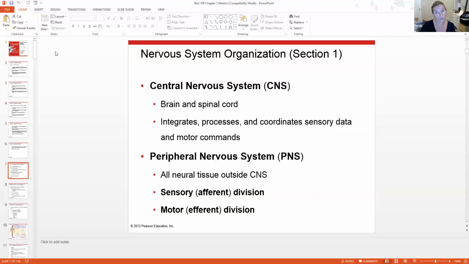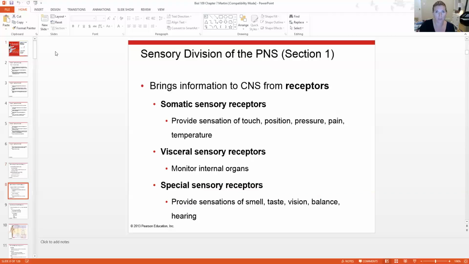There's also the peripheral nervous system, which is sometimes called the PNS. This is everything outside of the central nervous system. This includes the sensory neurons and the motor neurons. These have special terms associated with them. The sensory neurons are called the afferent division. The afferent is the arriving information to the brain. It's all arriving. The motor is the efferent division of the peripheral nervous system.